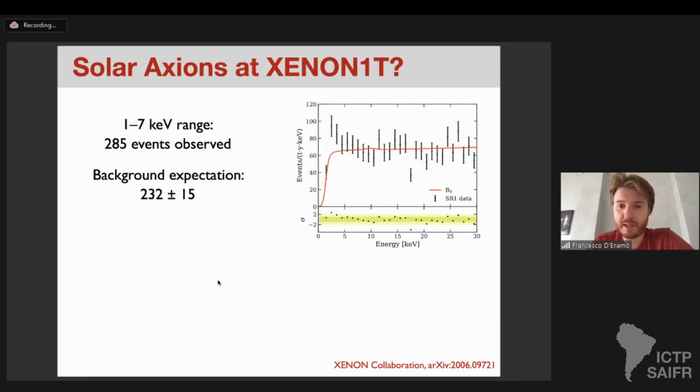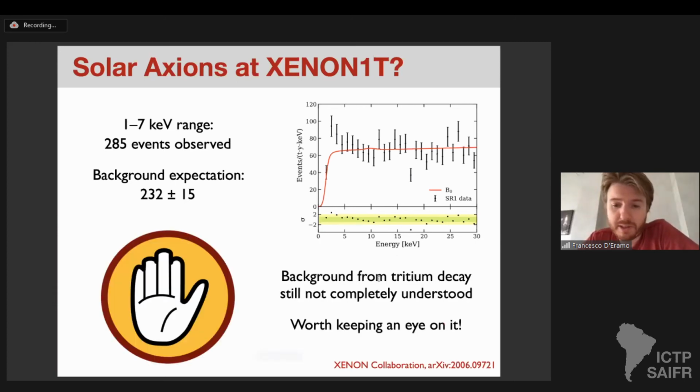Here is a zoomed version of this low energy range. In the range between 1 and 7 keV, they observed 285 events, and the background expectation was 232 plus or minus 15. So you are more than 3 sigma away from the theoretical expectation for the number of electron recoil events in these energy bins. This was published a couple of weeks ago, and it was also announced in a talk 2 weeks ago.